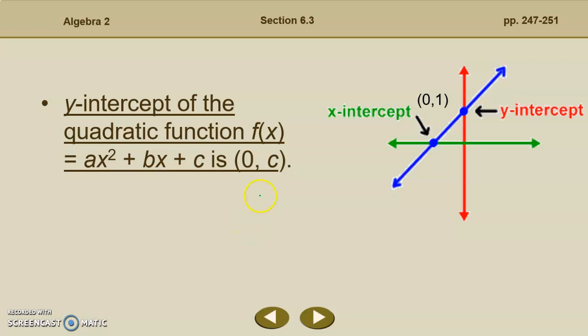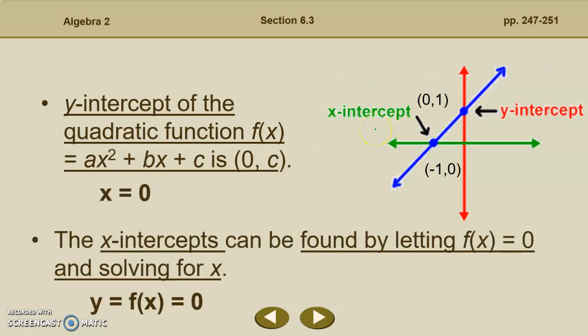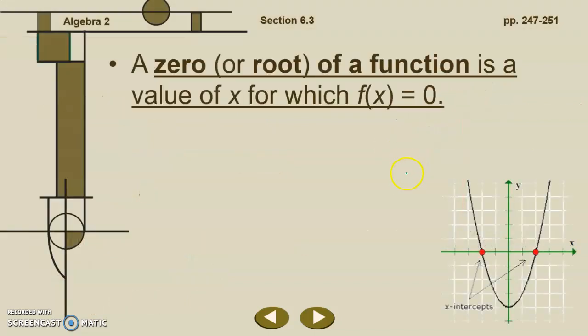So the y-intercept of the quadratic function is c, when x is 0, but the x-intercepts can be found by setting the whole equation equal to 0, or making our f of x equal to 0, and then solving for x. Now the way that we solve for x is by factoring, by taking roots, or by using the quadratic formula. A zero, or root of a function, is a value of x for which f of x equals 0.